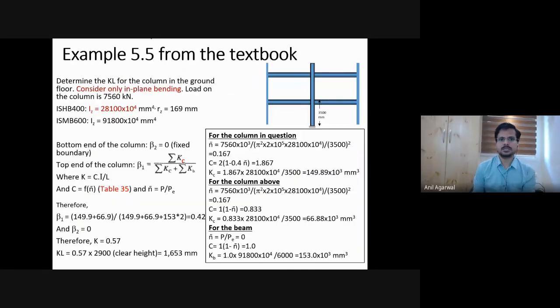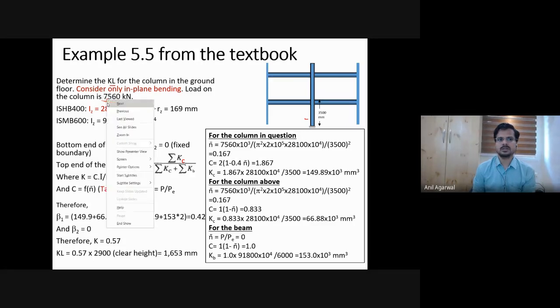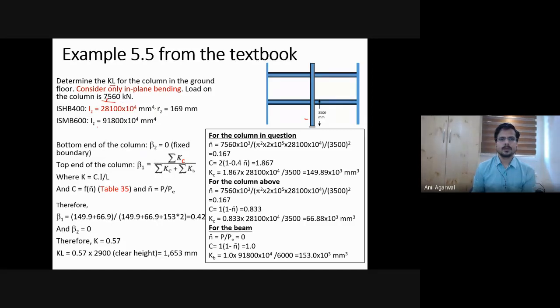Okay. So we will start solving this problem. We want to determine the KL for the column in the ground floor. The total height of the column is 3500 millimeter. And the load is given as 7560 kilonewton. ISHB 400, that is this section. ISHB 400, that is the columns. The two columns are the same, ISHB 400. And the I value I have taken and the corresponding R value I have taken. These are both in the plane of the frame. This is not in the out of plane direction.